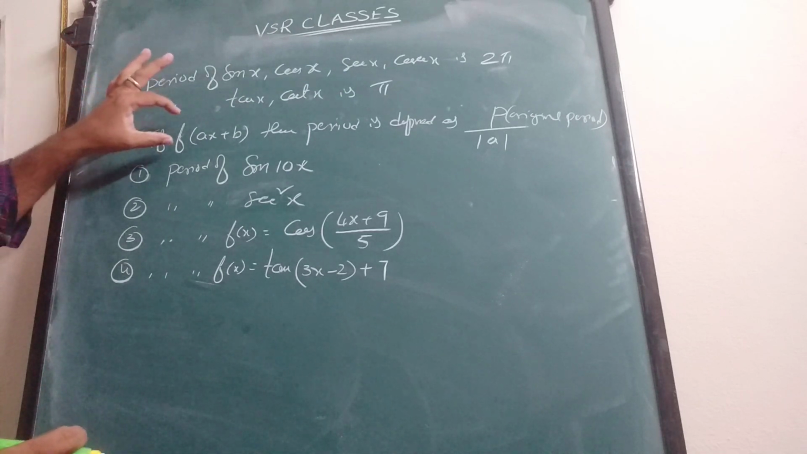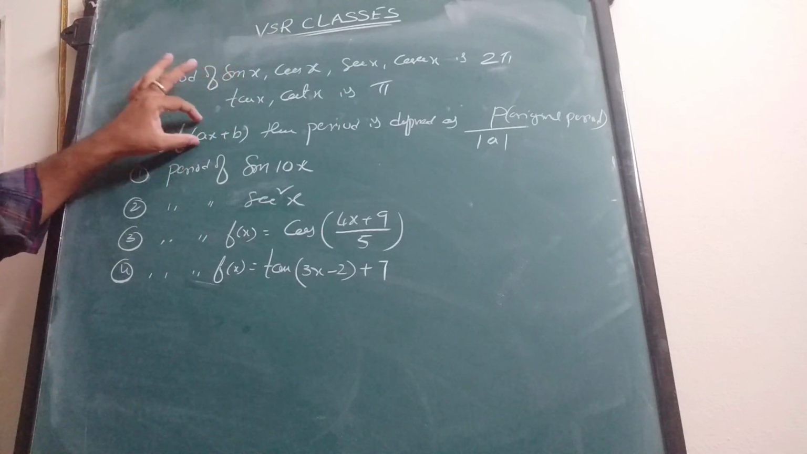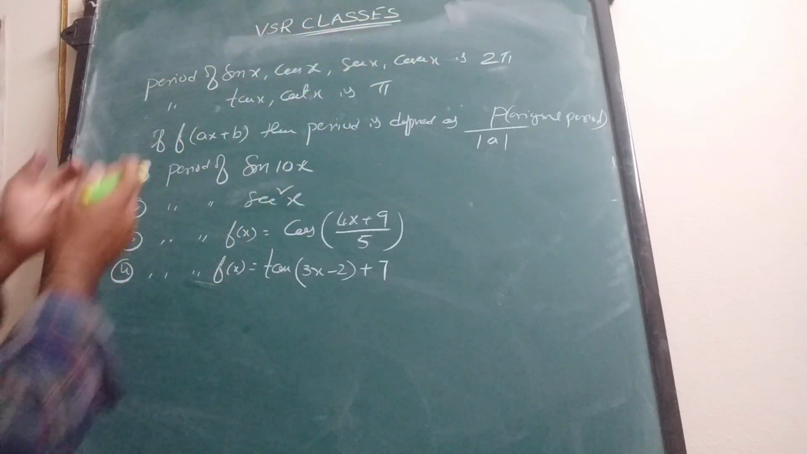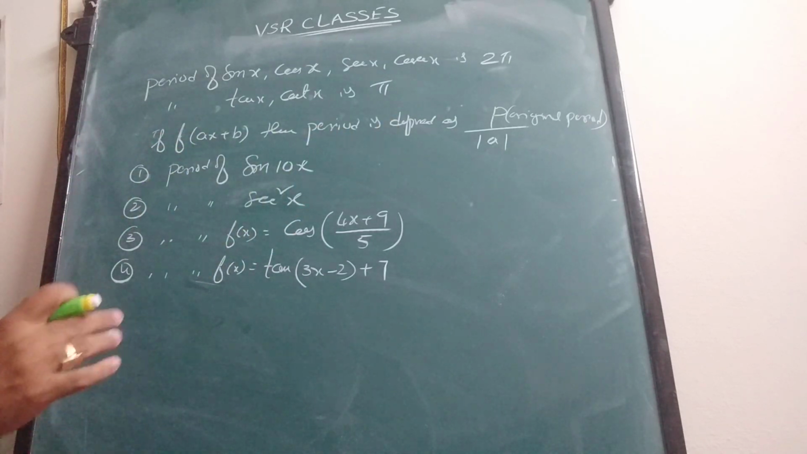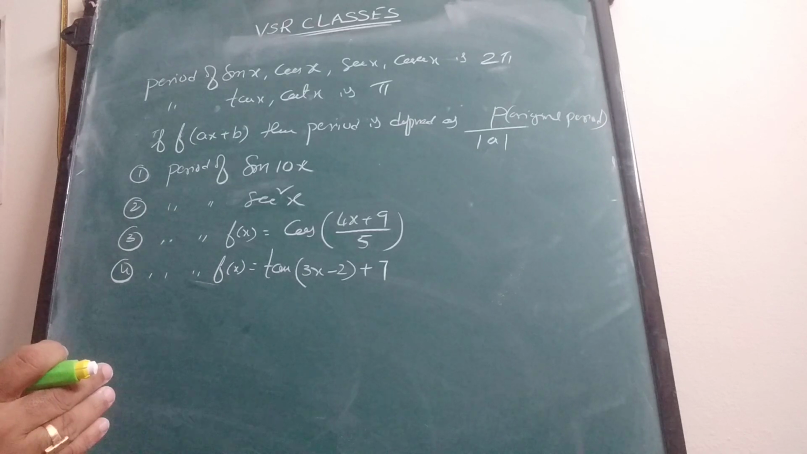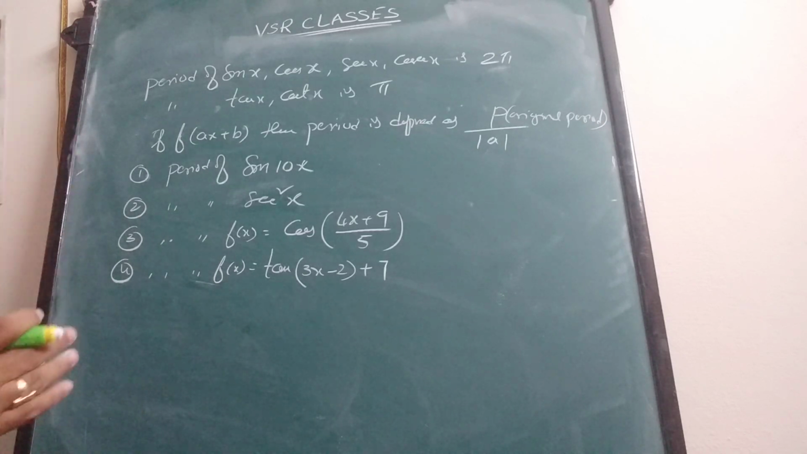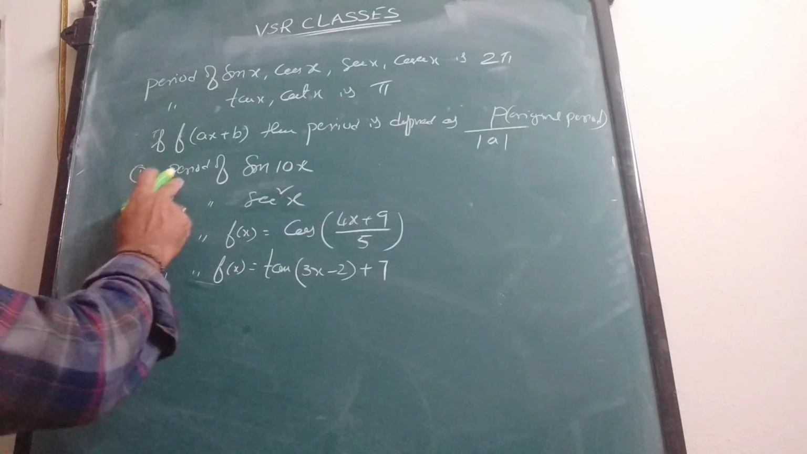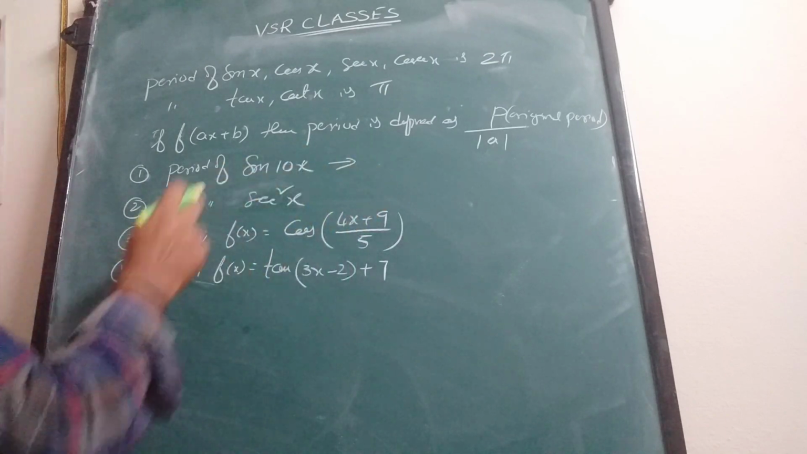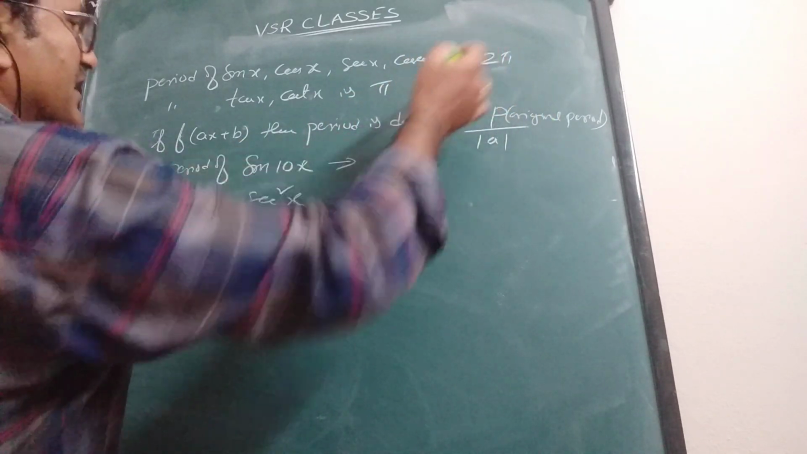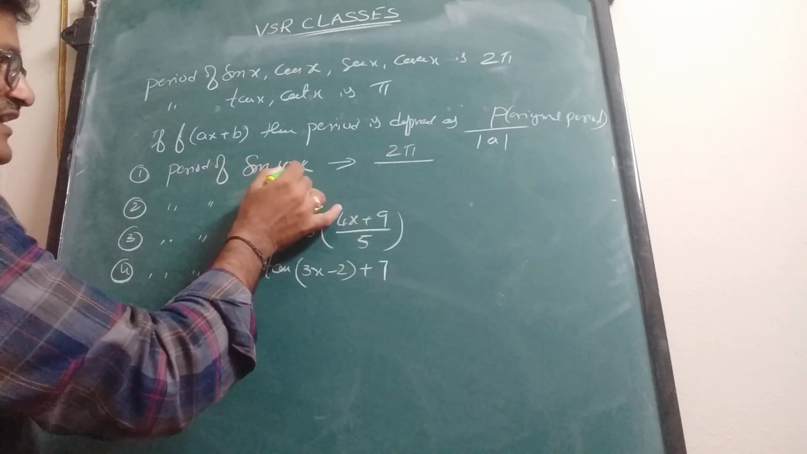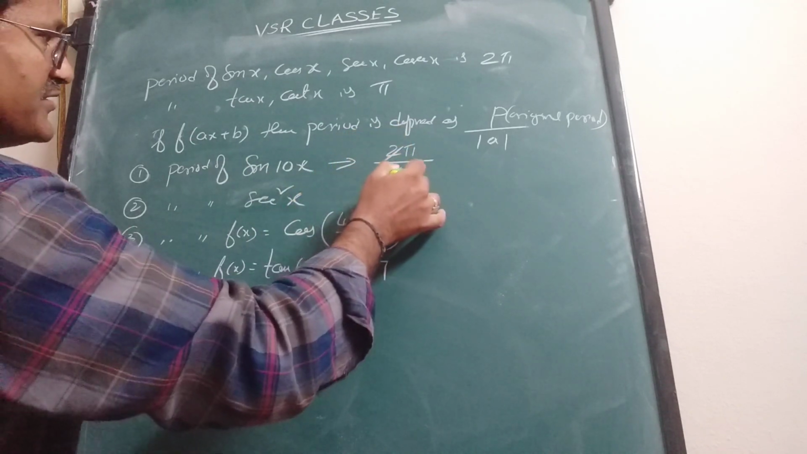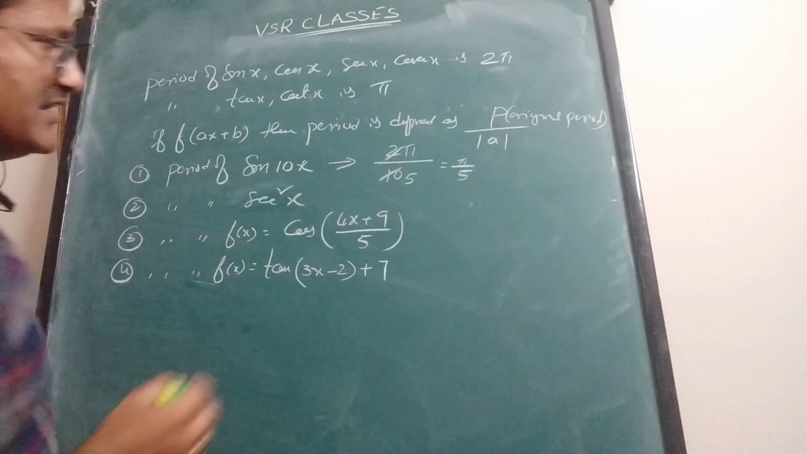Now if the function is of the form ax plus b, with an x coefficient, then the period is defined as the original period divided by the modulus of the x coefficient. Period is never negative, due to that reason we put the modulus there. Now tell me the period of sin 10x. What is the original period? 2 pi. What is the x coefficient here? 10. If it is already positive, there is no need of putting modulus. So your answer is pi by 5.